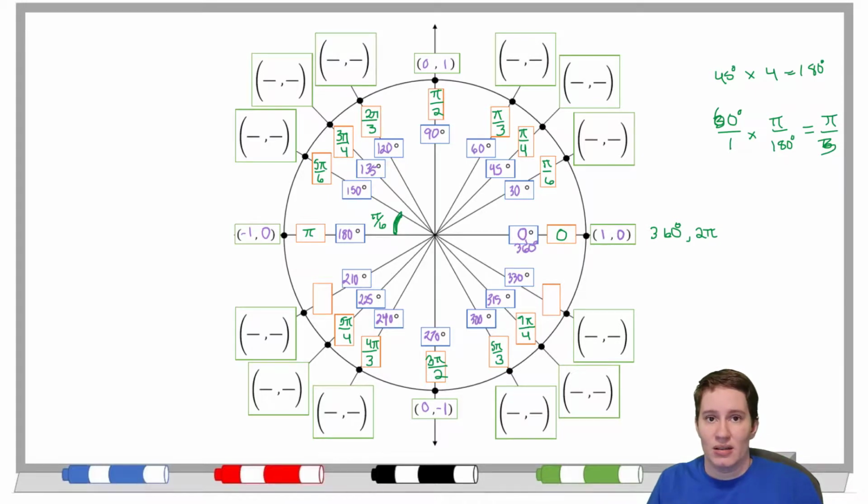This one down here in the third quadrant would be pi over 6 more than pi, because this part right here is pi over 6 more than pi. So that would be 7 pi over 6. And then over here in the fourth quadrant, it would be 2 pi minus pi over 6, which would be 11 pi over 6.